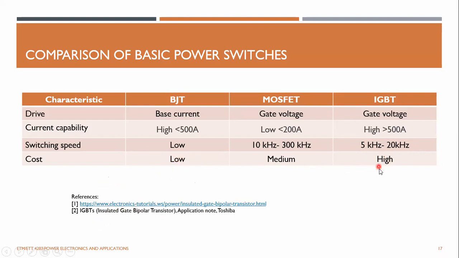The IGBT cost is really high compared to MOSFETs and BJTs, right? Some applications just require a MOSFET, or if you are not worrying about the cost, you can go with IGBTs. But in most cases, MOSFETs are preferred because they can operate at high frequency, and the load current is not a big deal.